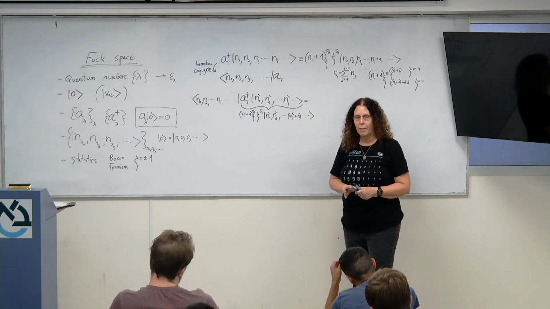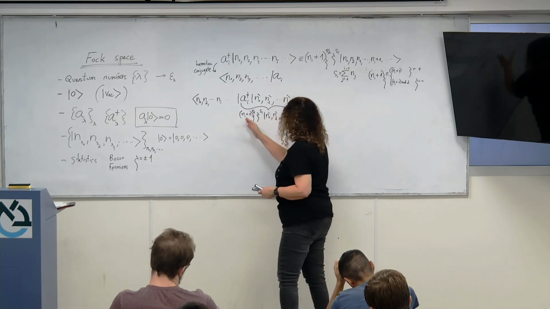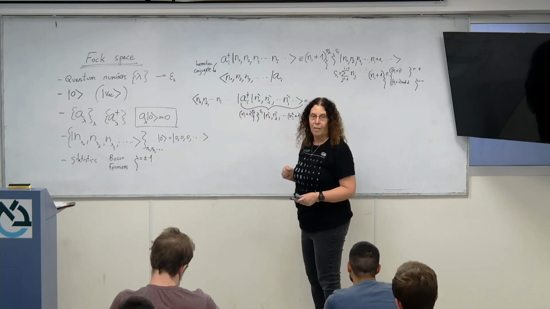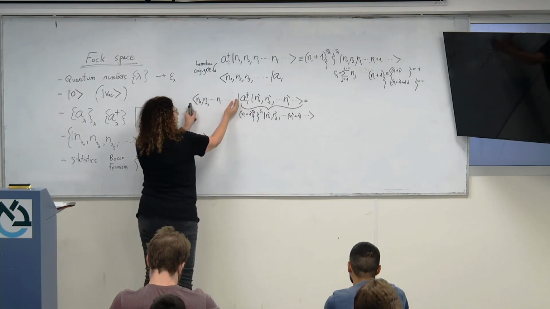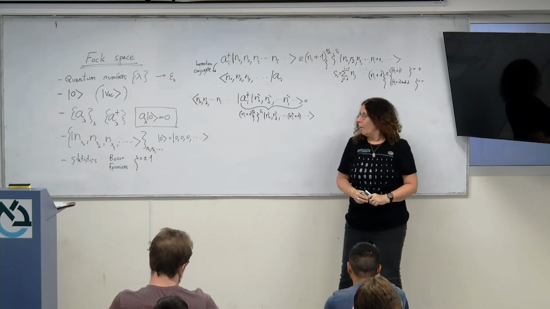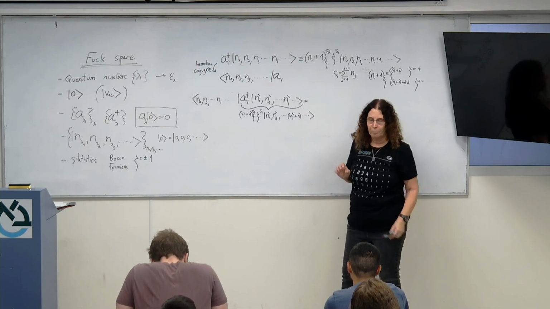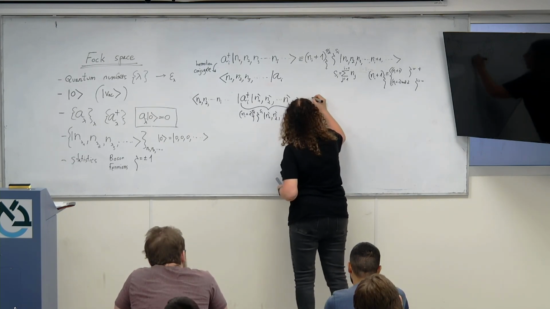Correct? Right? And now this is just a number which I can take outside, times an inner product of this state with this state, right? And it is just a product of deltas. So let's write it down. First of all, I have this.